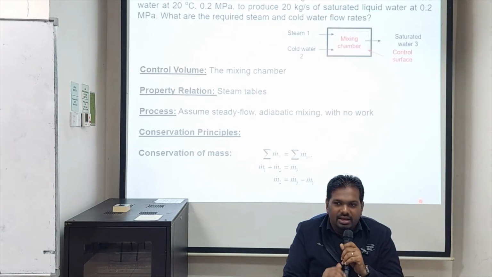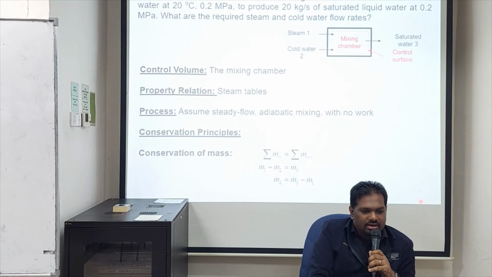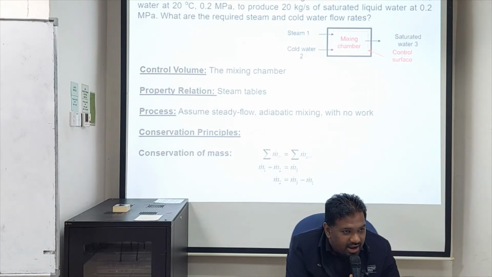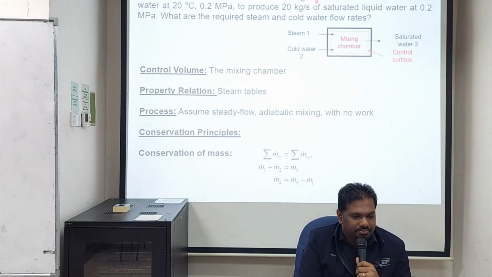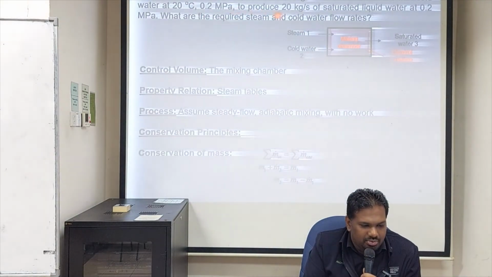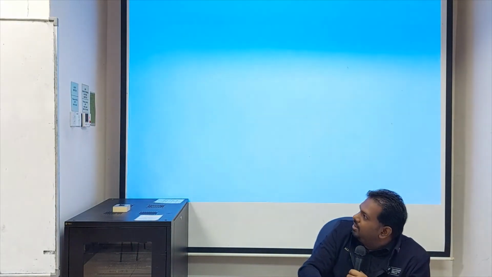Okay, so this is the example. Okay, steam at 0.2 million Pascal, 300 degrees Celsius enters a mixing chamber and is mixed with cold water at 20 degrees Celsius, 0.2 million Pascals to produce saturated water.